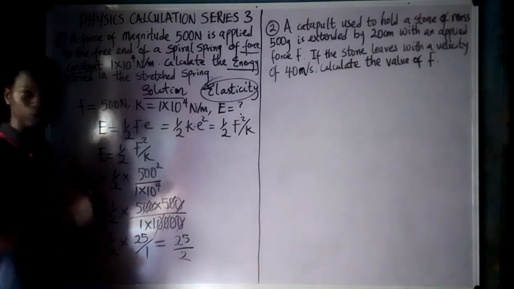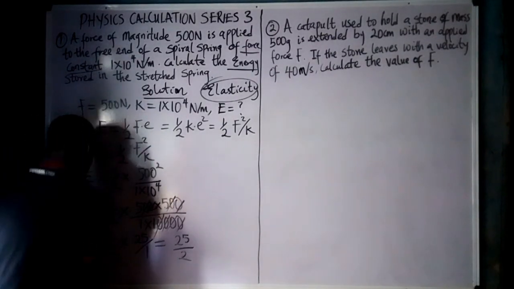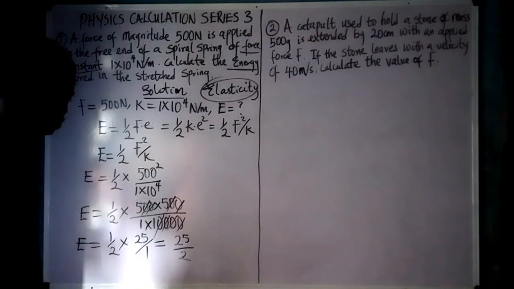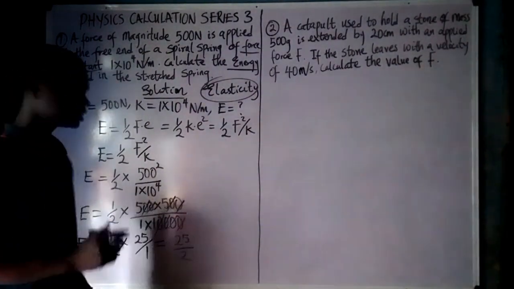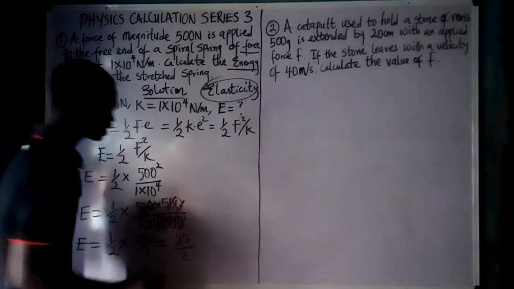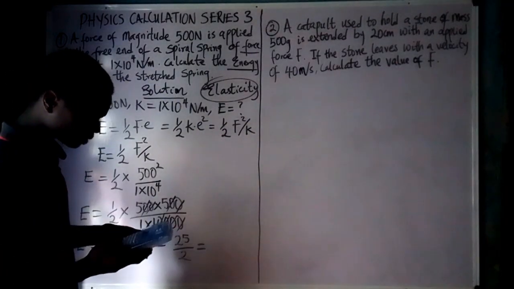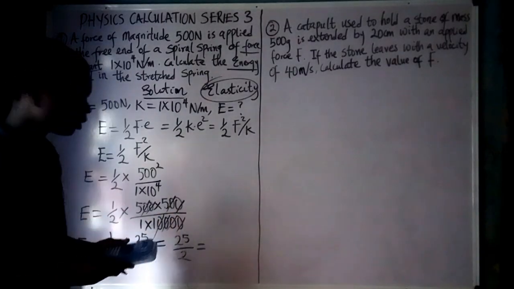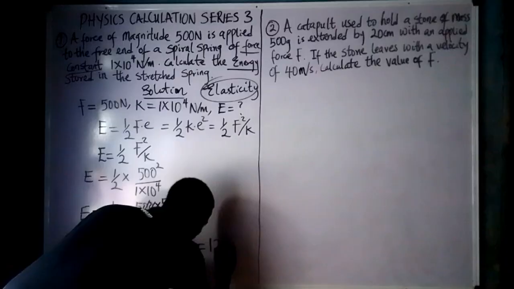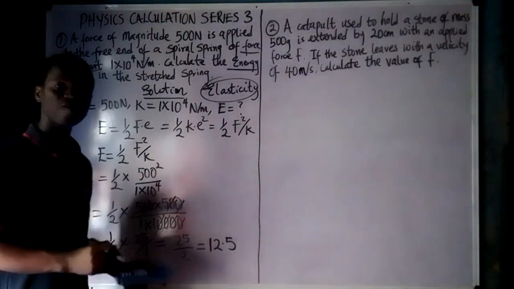Okay? So mind you, we are finding energy stored. Don't forget that. That is what we are asked to find. We are asked to find the energy stored. So how do we now solve? Now that we have gotten to this extent, what do we do to get our answer? We'll now say it's equals to 25 divided by 2. Let's get that in decimal. 25 divided by 2 gives us 12.5. So this is the answer in decimal, 12.5.